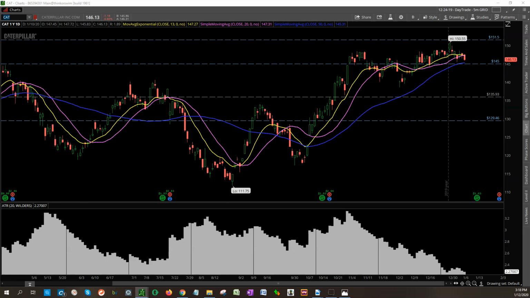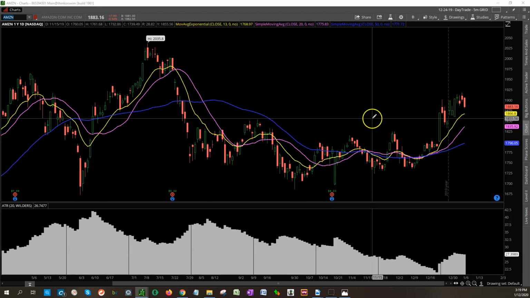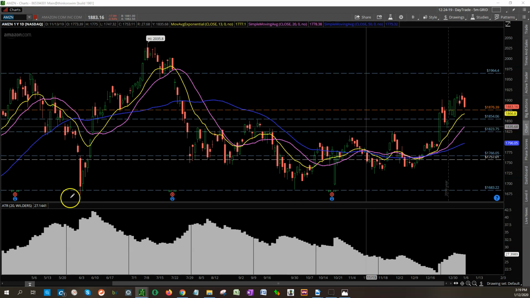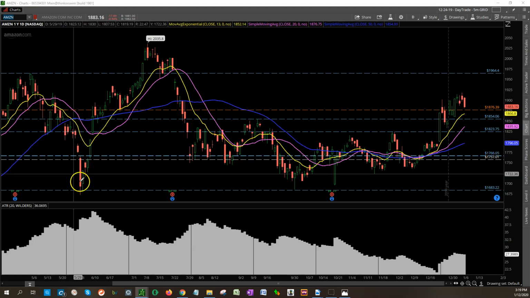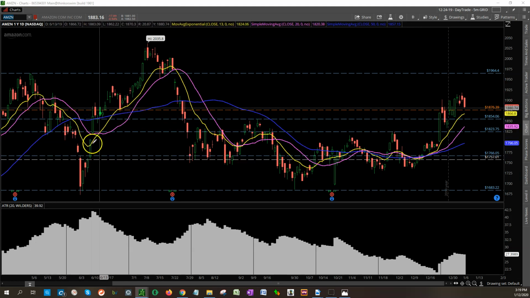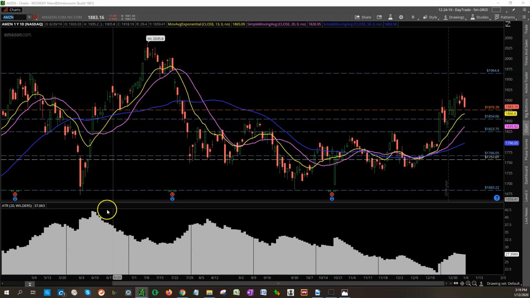Let's look at something really fun here. Let's look at Amazon. Everybody loves Amazon. Let's throw up an Amazon here real quick. So Amazon is a freaking beast, and I want you guys to see something. When Amazon is having big moves, and keep in mind, I'm going to actually jump into interpretation on this, when Amazon's having big moves like this, look at the ATR.